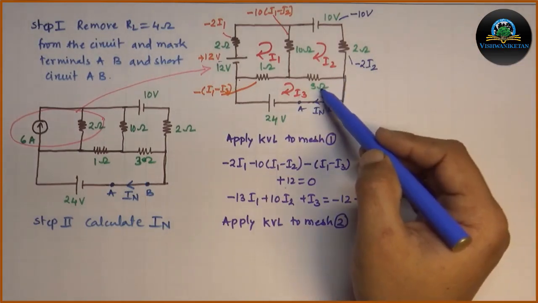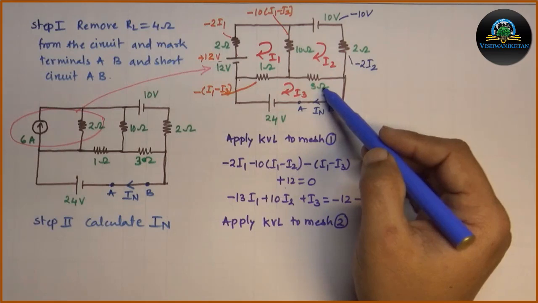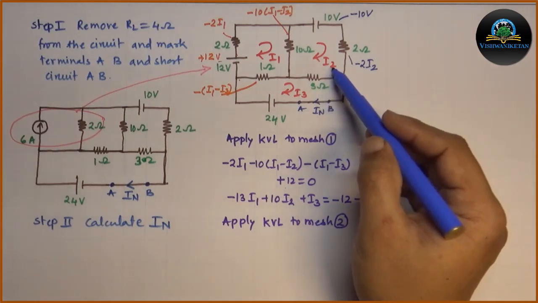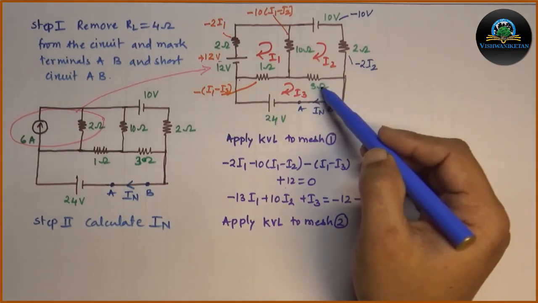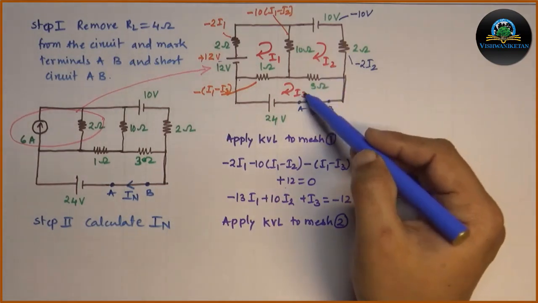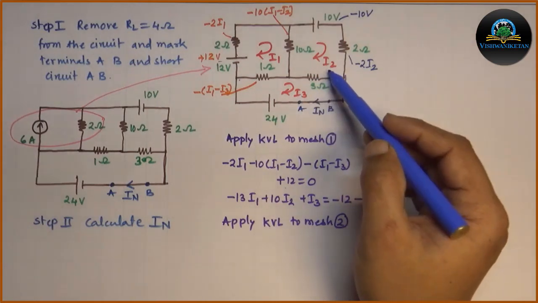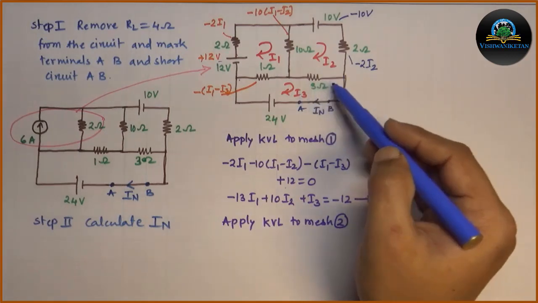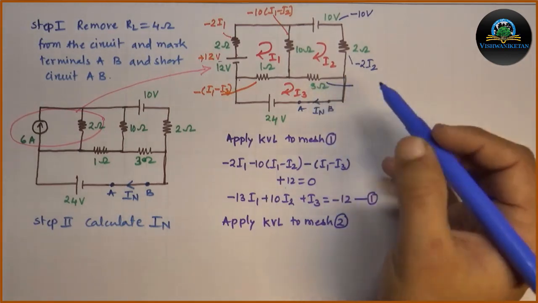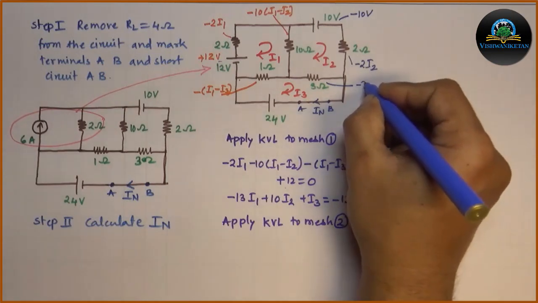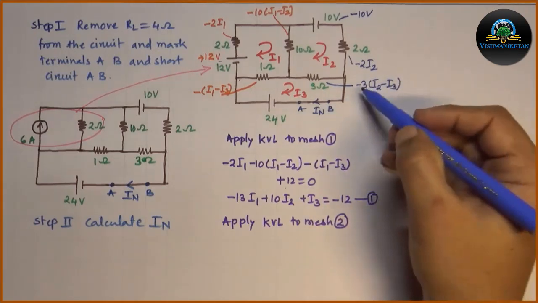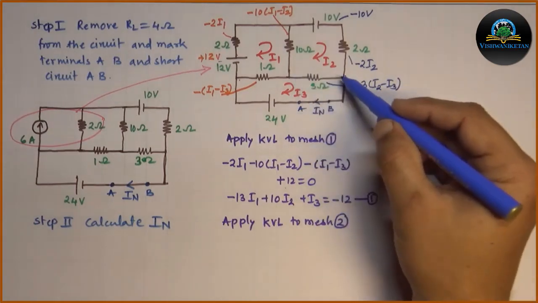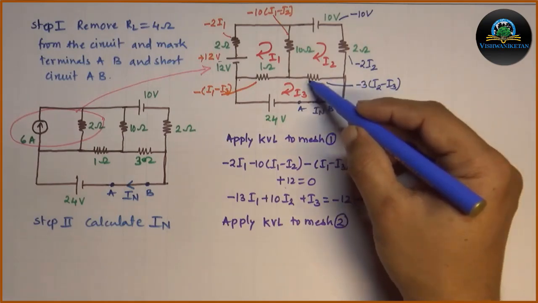Then we will come across the 3 ohm resistor. This 3 ohm resistor is common for loop 2 and loop 3. Hence, the current flowing through the 3 ohm resistor will be the resultant of these two currents. As we are in loop 2, we will assume I2 to be higher than I3. So for the 3 ohm resistor, the voltage drop will be minus 3 (I2 minus I3). Again, the minus sign is for the same direction of loop or mesh and current.